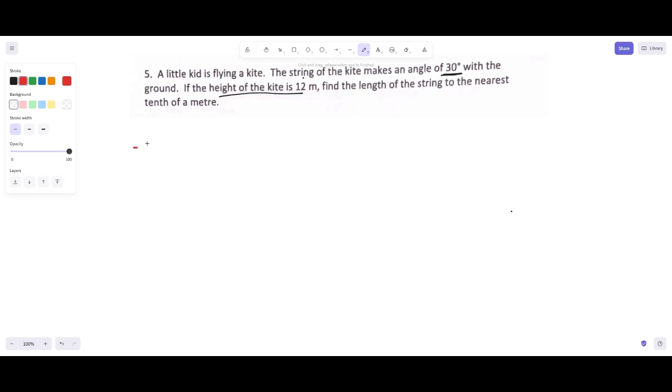First off, we're given an angle of 30 degrees, and this 30 degrees is generated when the string of the kite meets the ground. And then we're also given a length of 12 meters. Now, this 12 meters is the height, sorry, not the length, but the height of the kite. Okay, cool. So let's try to build a diagram to see what's going on.